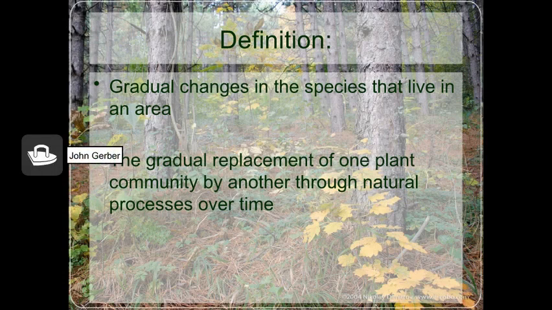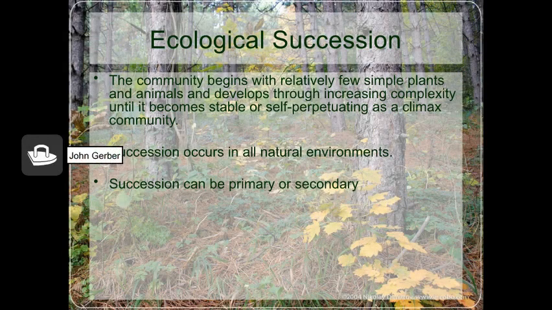Ecological succession is a gradual, generally slow change of species that live in an area over time, replacement of one plant community with another plant community. Succession generally begins with relatively few plants and animals and develops to increasing complexity until a stable or a self-perpetuating climax community exists. Succession can occur in all natural ecosystems, and there are two general types of succession. One we'll call primary, and the other we'll call secondary.